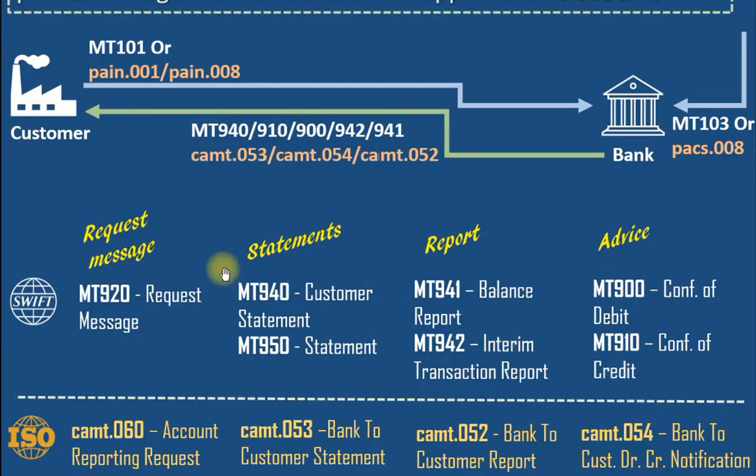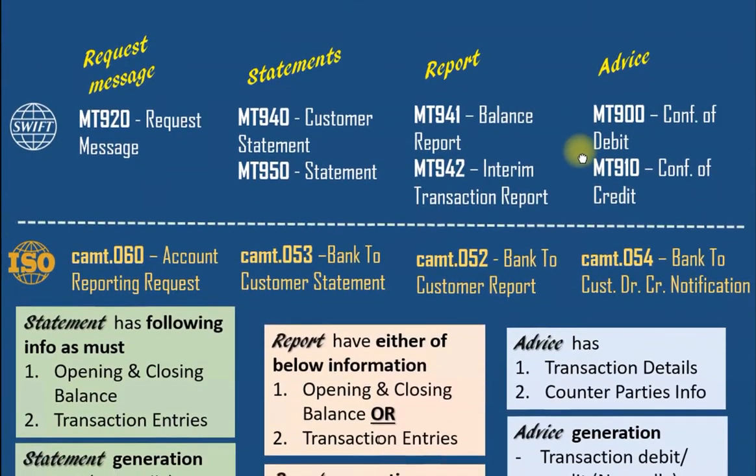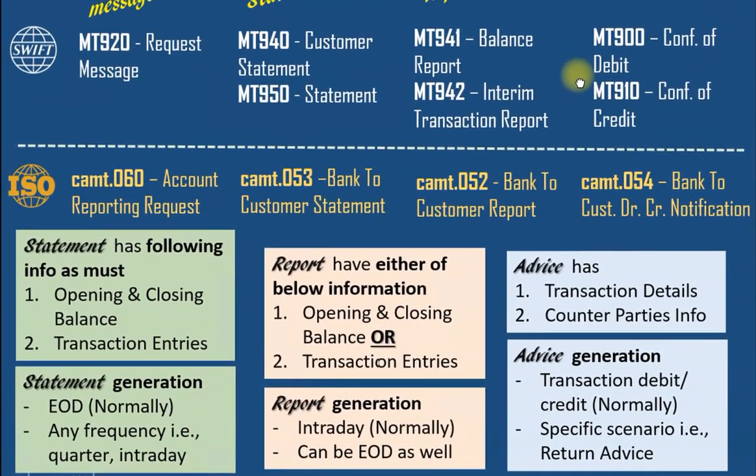So first understand what these types of statement, report and advice are, and then we will jump to the detailed part. So what does a statement actually mean? The statement normally should have an opening and closing balance and transactions in between. So you should know what the balance was earlier, what the balance is now, and what transactions happened. For a monthly statement, you will know what it was on day 1 and what it is on the 30th or 31st. Normally it is generated at end of day, or the frequency can be quarterly, or maybe intraday is also possible.